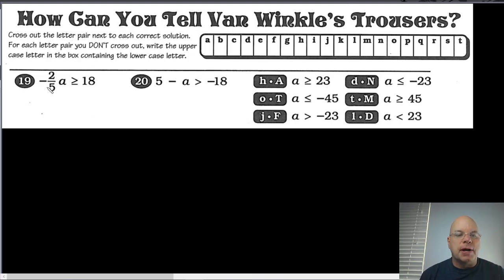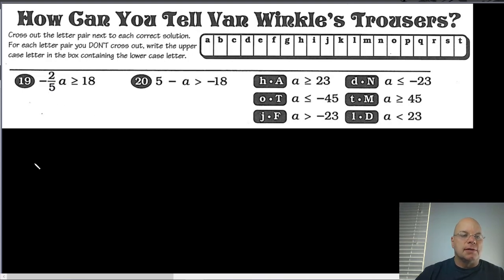So problem number 19 says negative 2/5 a is greater than or equal to 18. We don't want to know what negative 2/5 a is greater than or equal to. We want to know what a is greater than or equal to. So I really want this. We want to make this negative 2/5 1, and we can multiply by the reciprocal to get a product of 1.